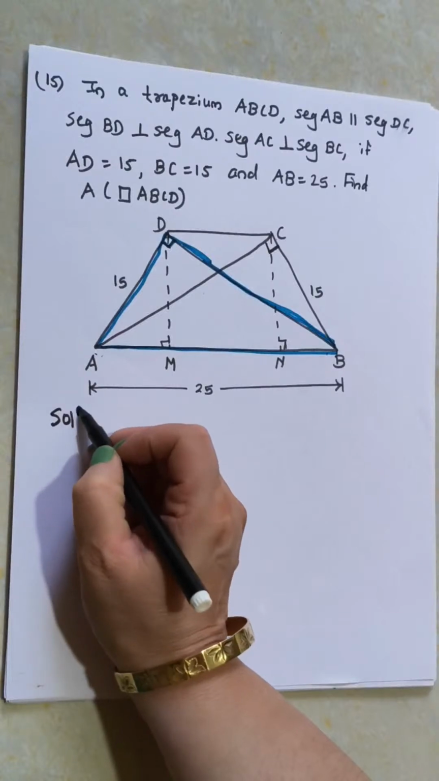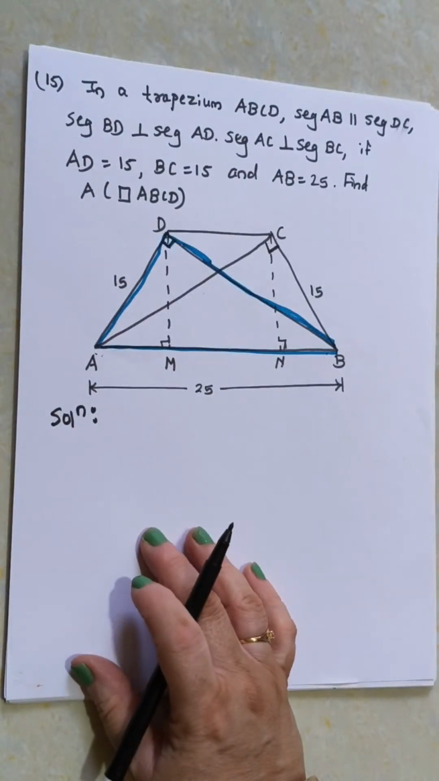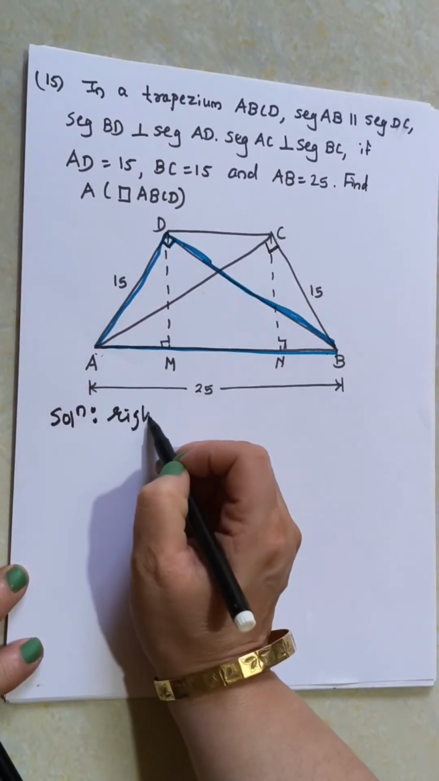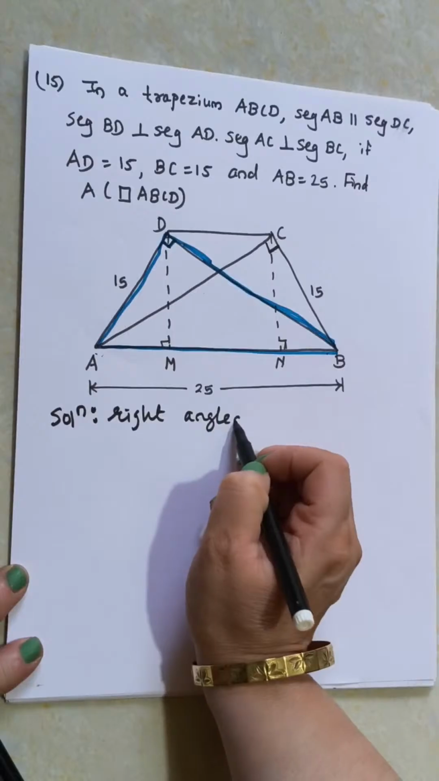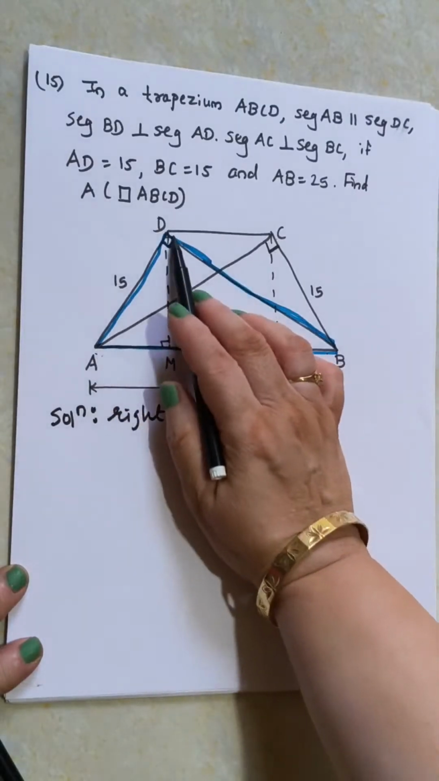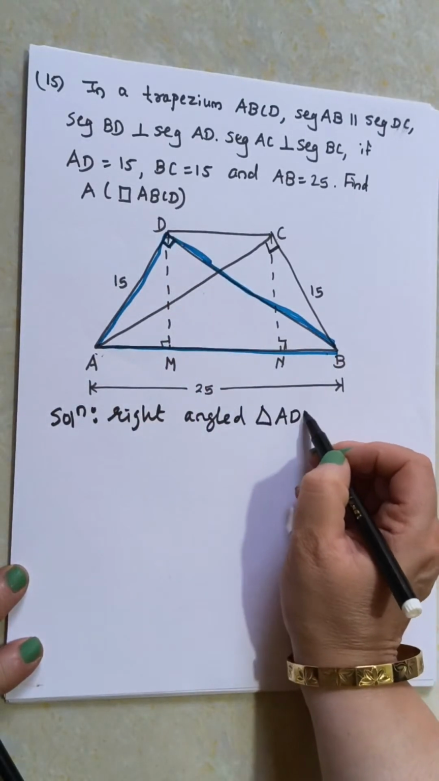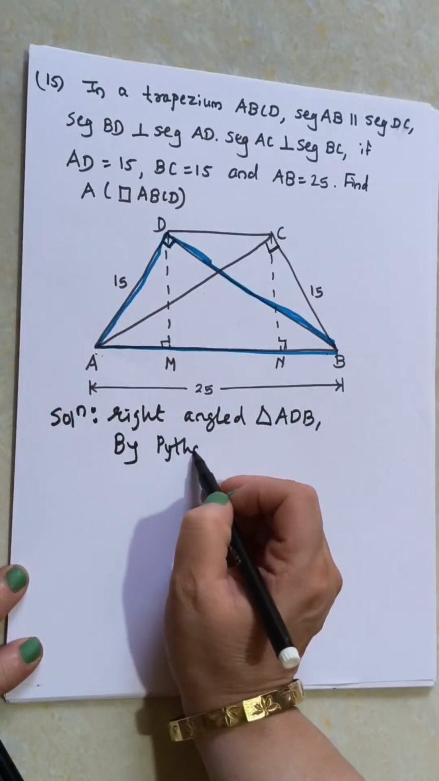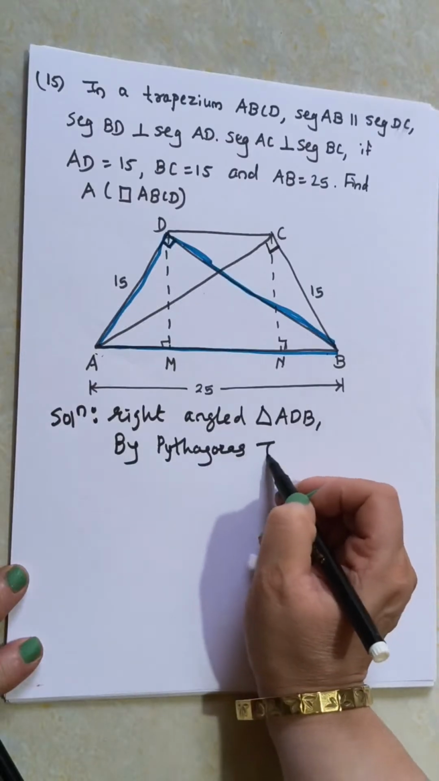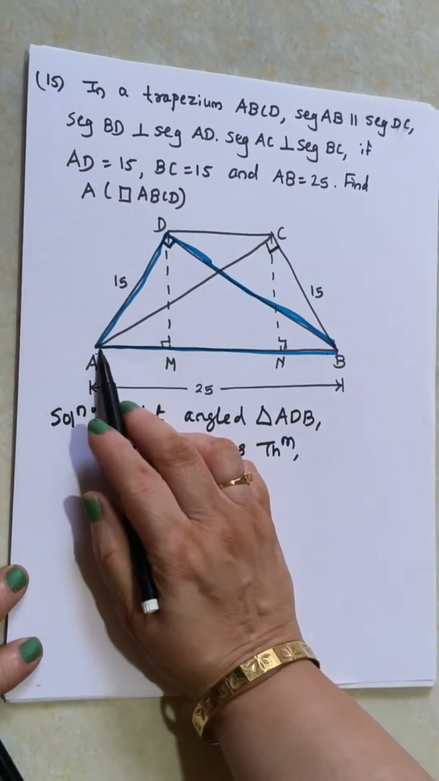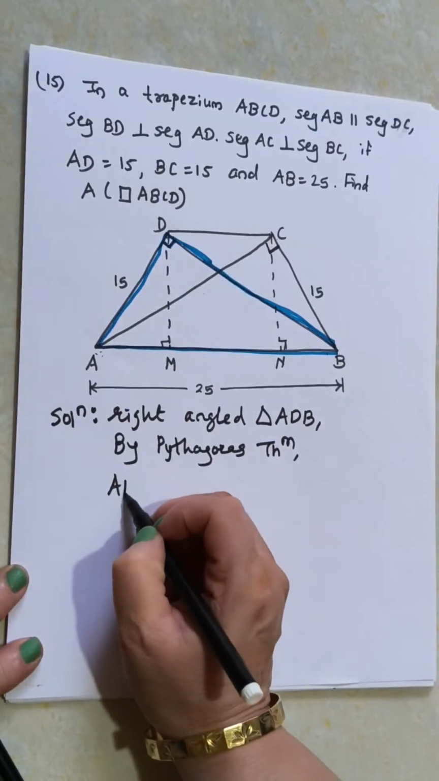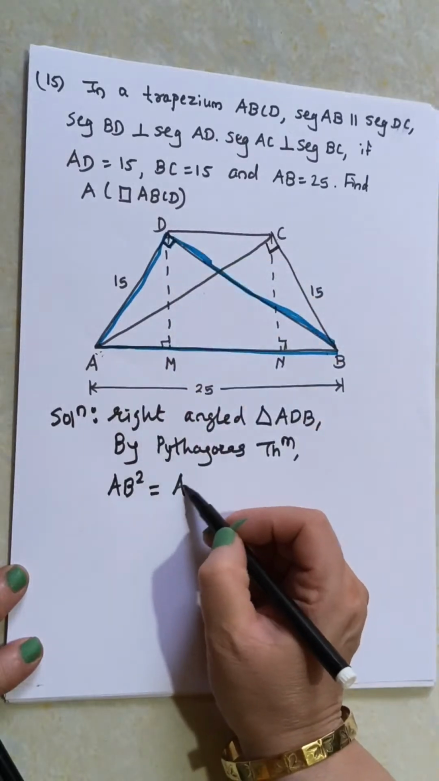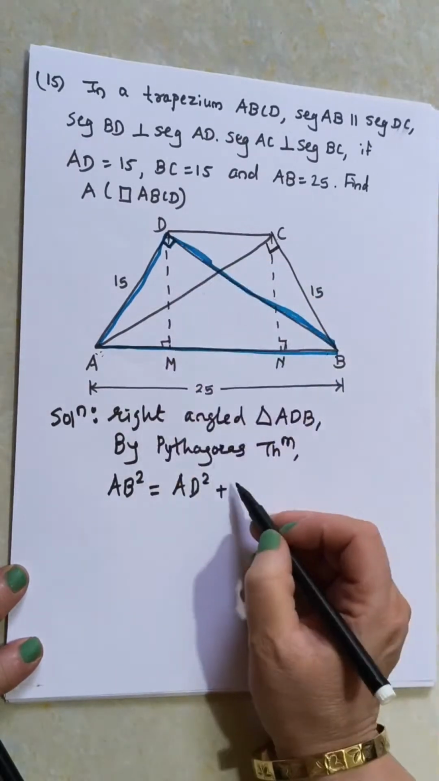So solution. Which right angle triangle are we taking? That is right angle triangle ADB, by Pythagoras theorem. AB is the hypotenuse, so AB square is equal to AD square plus DB square.